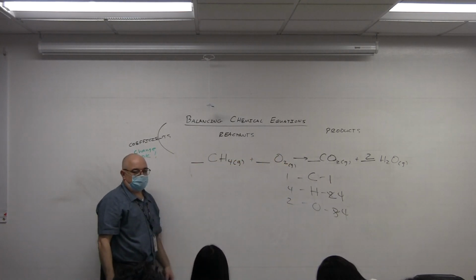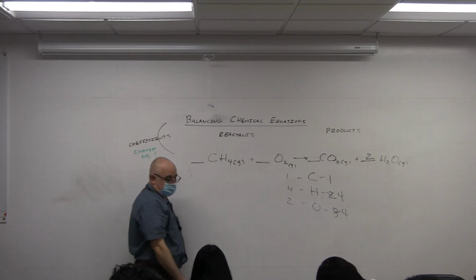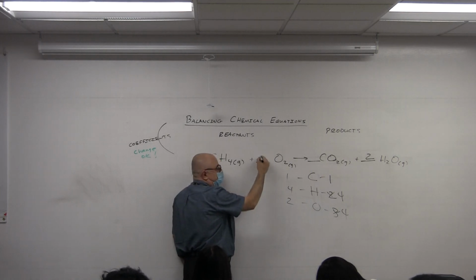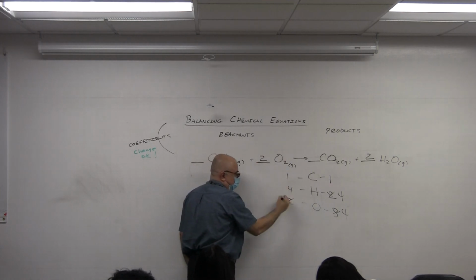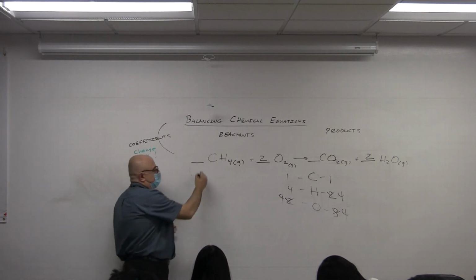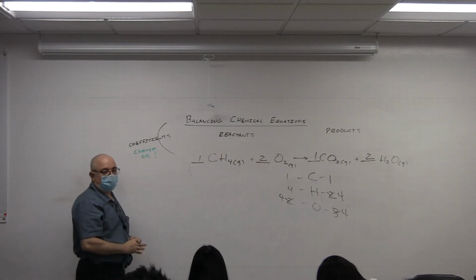Well, the carbon's still fine. I just need to finish the oxygen. And it seems pretty obvious at this point that it has to go here, and it has to be a 2, since 2 times 2 makes 4. And when I check my list, everything's balanced. So this is the ratio in which these combine and the products are formed.